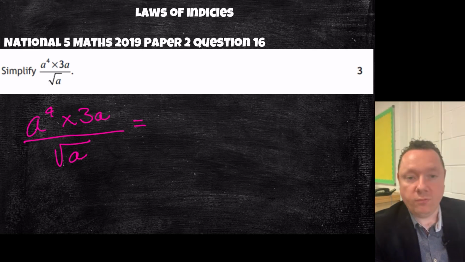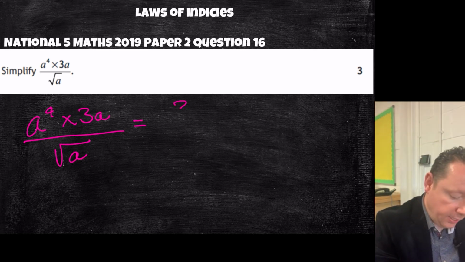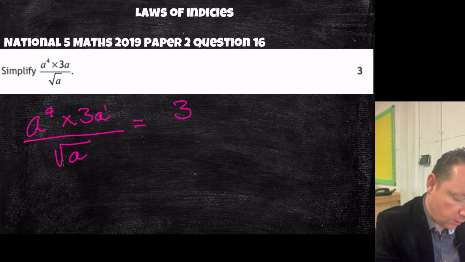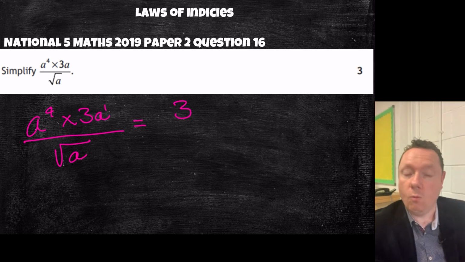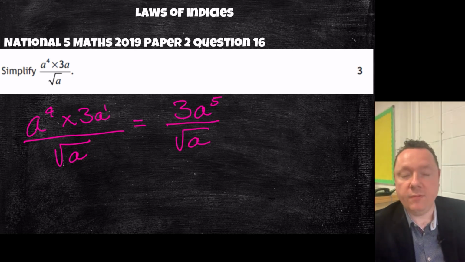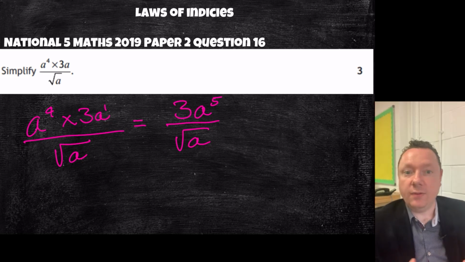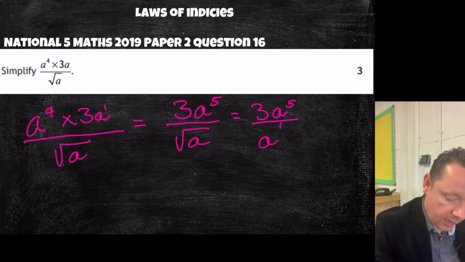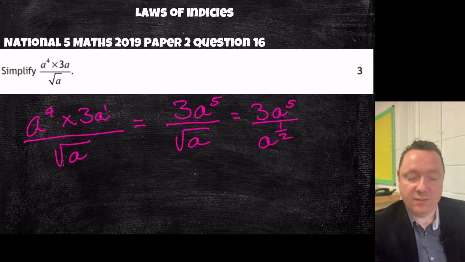Well, let's deal with the top first then. 3 is just times by 1, which is 3. And then the powers, I can put a little 1 on this and add the powers. Law 1. 4 plus 1 is 5. So I get a to the 5, and that's over the square root of a. Now, to divide by the square root of a, I'm doing indices, so I need everything to be indices. So that's going to be 3a to the 5 all over a to the half. The square root of a is a to the half.